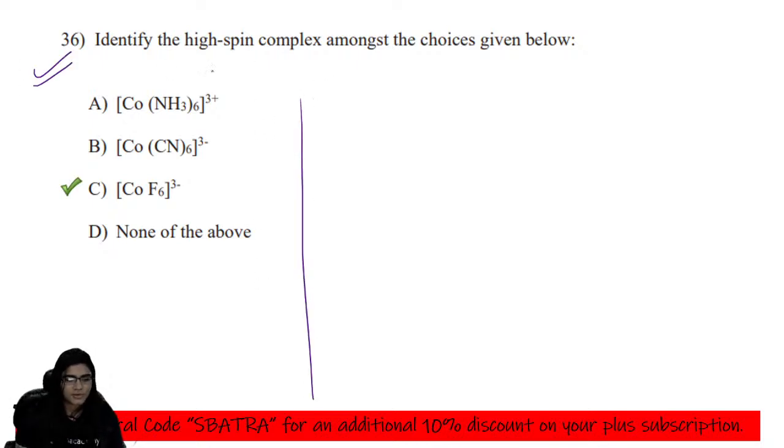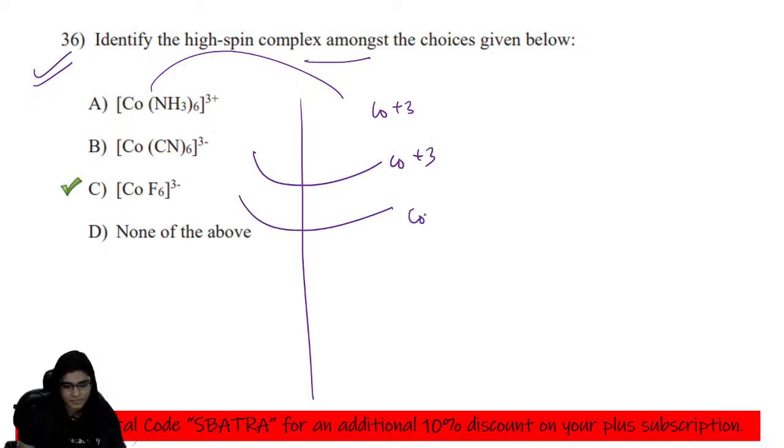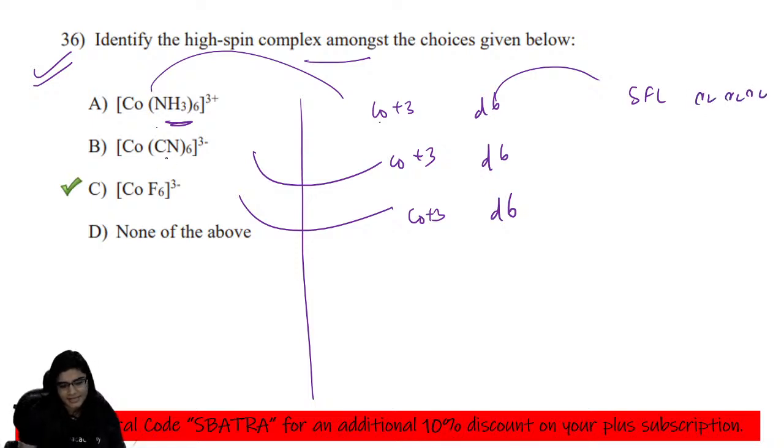Right, clear? So identify the high spin complex. Cobalt 3 positive, d6. In Co3+, ammonia is a strong field ligand, so this is going to be your t2g set. CN negative is a strong field ligand, so this is also going to be your t2g set.